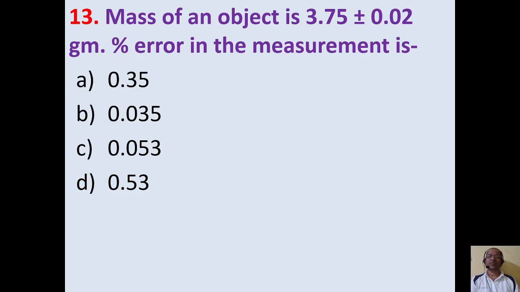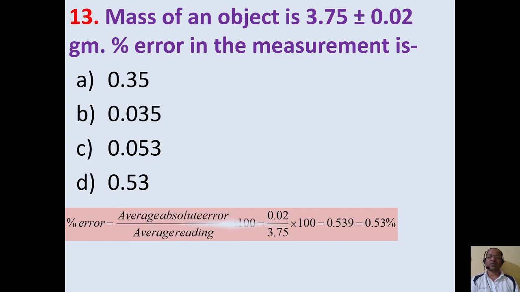13. The mass of an object is given in the fashion 3.75 plus minus 0.02 gram. We have to find the percentage error in the measurement. Whenever such a type of measurement is given, remember that the first part, 3.75 here, is the average value. The second part, 0.02, is the average absolute error. So we can find the percentage error using the formula average absolute error upon average reading into 100. So in this problem it comes to 0.53%. So option D is the correct option here.